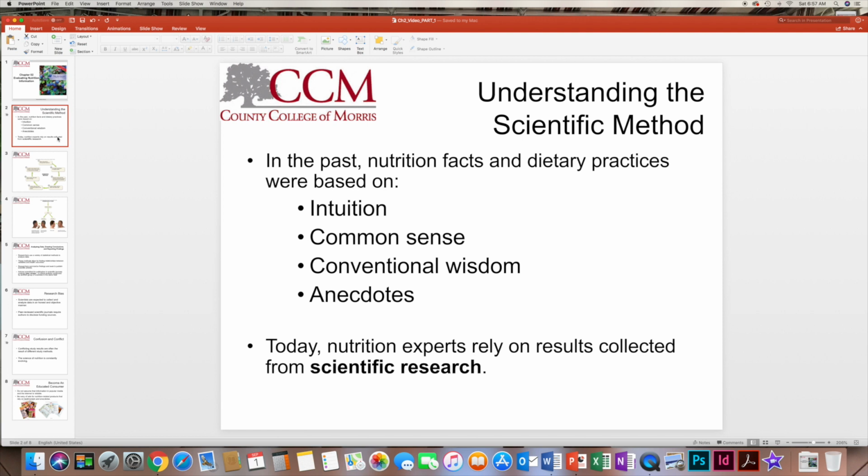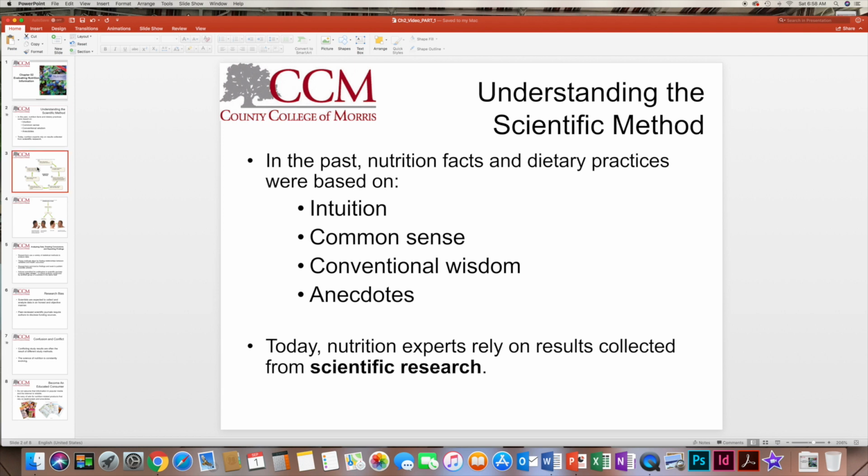But in today's world, nutrition experts really rely on scientific research, and they use something called the scientific method. If you've taken any courses in the science curriculum, you should be familiar with the scientific method because that's what's used in all of the laboratory experiences that you may have. If you have not taken any of those courses, this will give you a brief introduction. We're not going to get too much into the laboratory experience, even though your chapter does, because this course does not have a lab requirement.